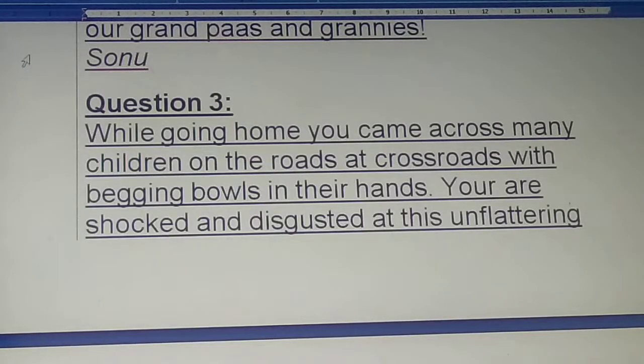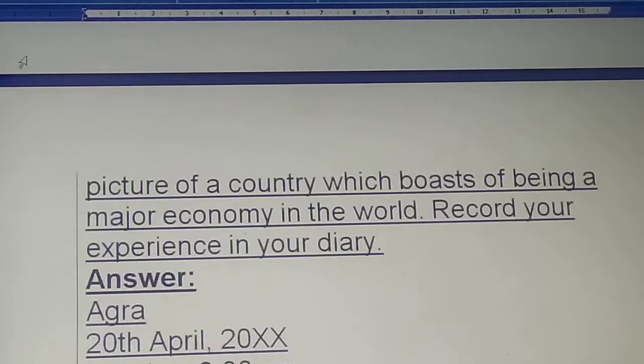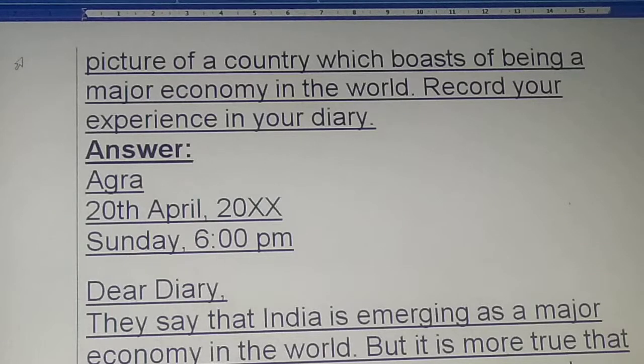Sonu, while going home, you came across many children on the road at crossroads with begging bowls in their hands. Oh my God, really sad. You're shocked and disgusted at this unflattering picture of a country which boasts of being a major economy in the world. Record your experience in your diary. So this is how you write the answer.